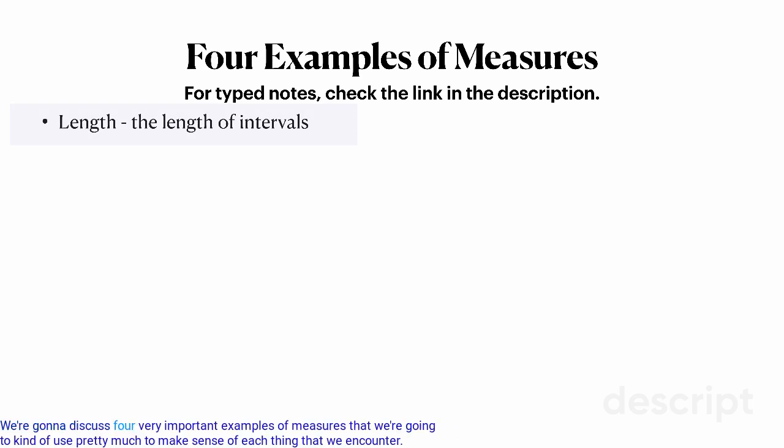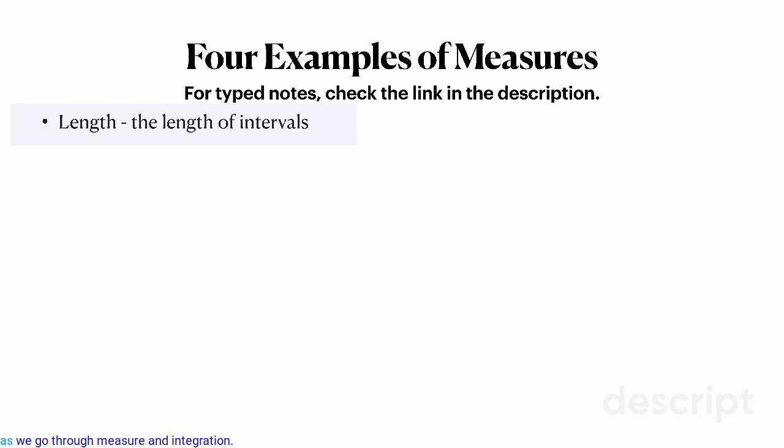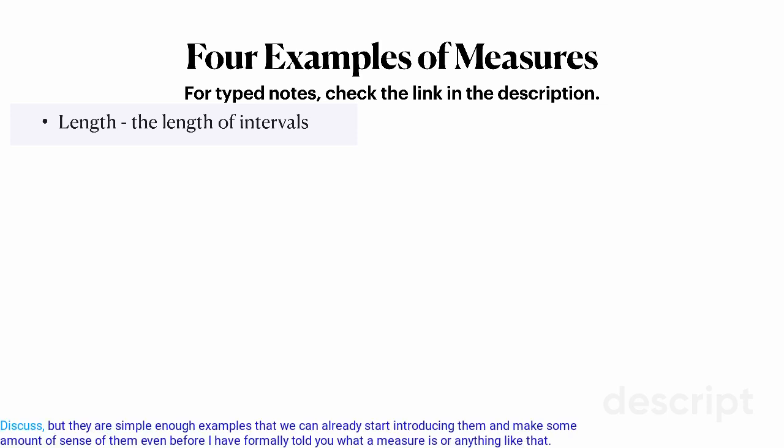We're going to discuss 4 very important examples of measures that we're going to use pretty much to make sense of each thing that we encounter as we go through measure and integration. So they'll be sort of like orienting examples. These are, of course, not all of the examples of all possible measures. They're not even all of the examples of interesting measures that we'll want to discuss. But they are simple enough examples that we can already start introducing them and make some amount of sense of them, even before I have formally told you what a measure is or anything like that.